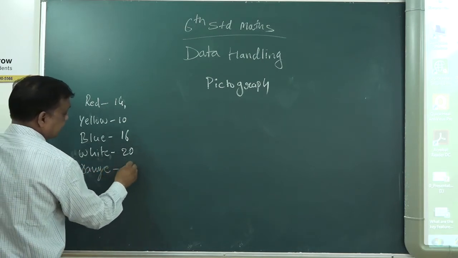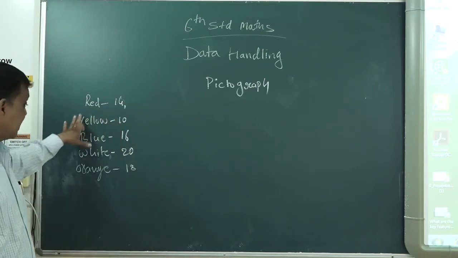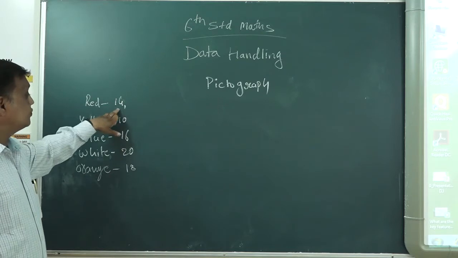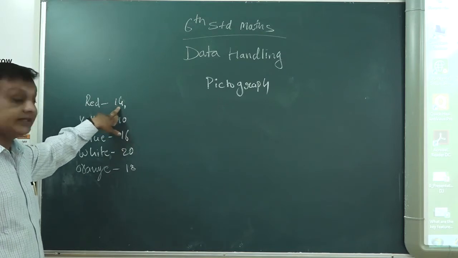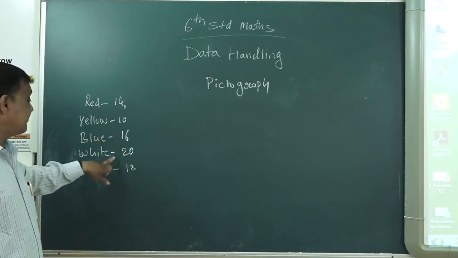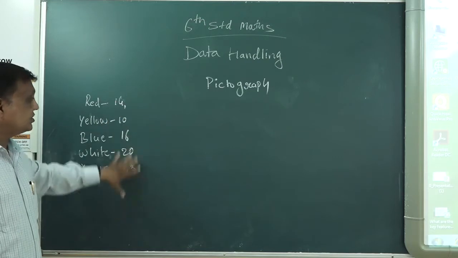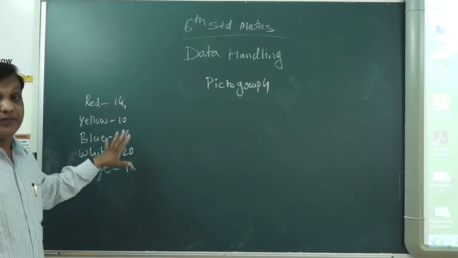orange, 18 students. Now these are the colors, and the students who like the colors: 14 students like the red color, 10 students like yellow color, 16 students like blue color, 20 students like white color, and 18 students like orange color. This we have to show in the form of a picture.